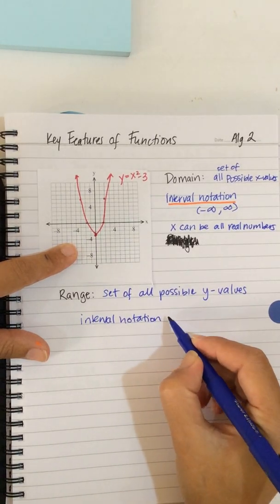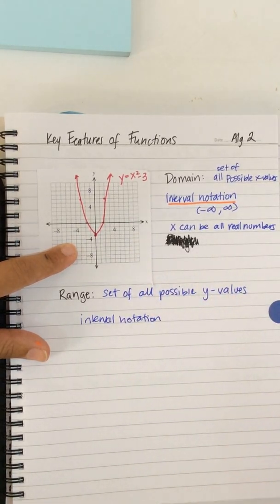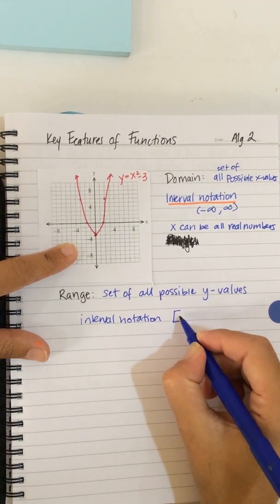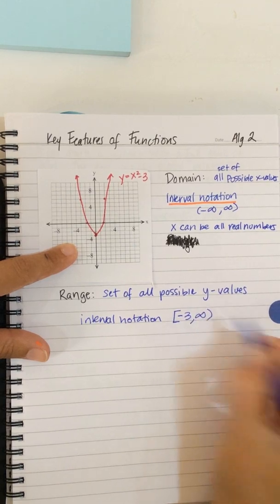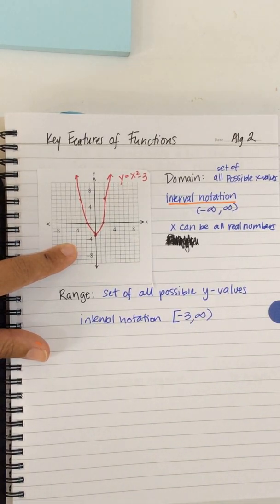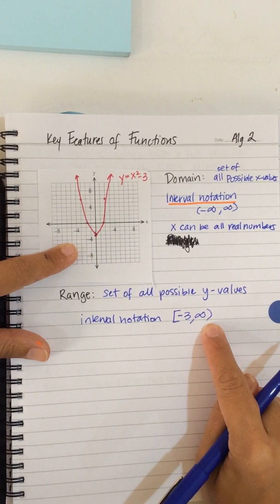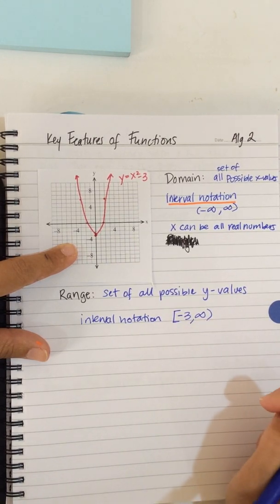this is what's really important, is that can y be -3? Yes, it can be -3. So that's why I include a bracket. And it can be any number larger than -3, so it's [-3, infinity). Infinity always has the parentheses around it because it can't actually be infinity. It's not a number, but it can be -3.